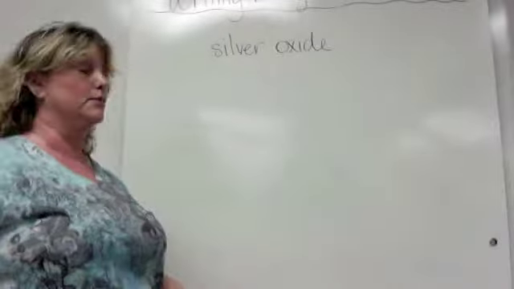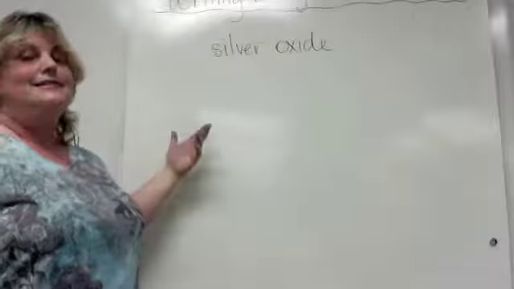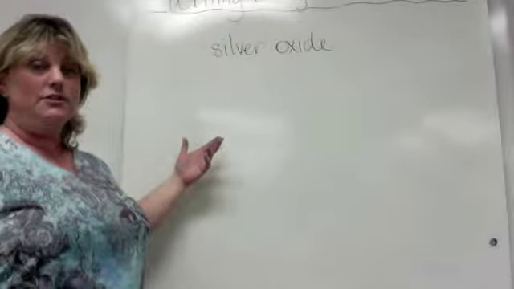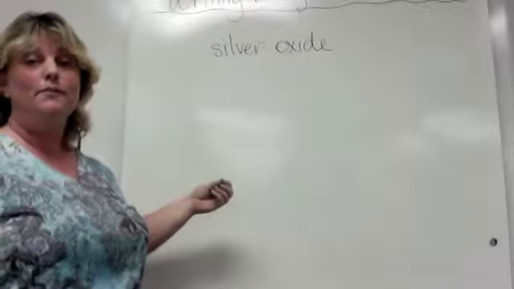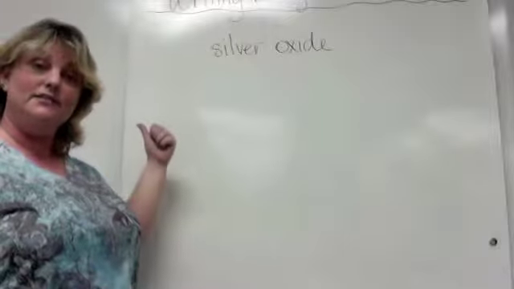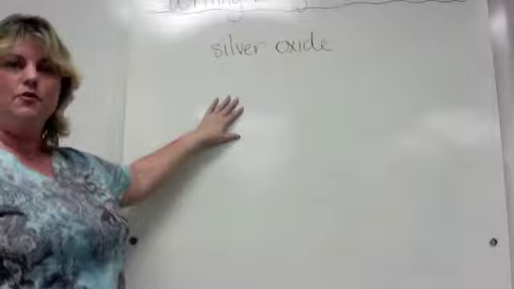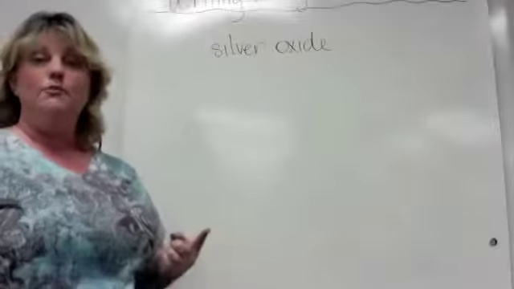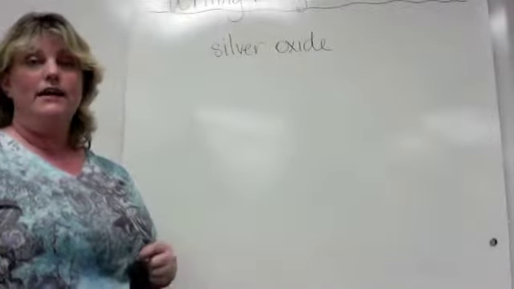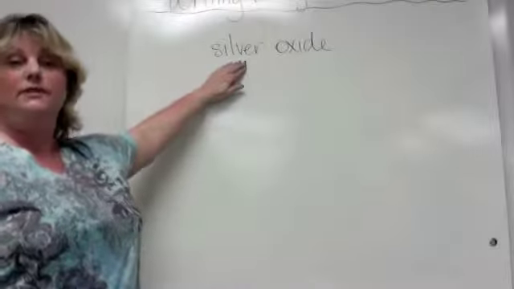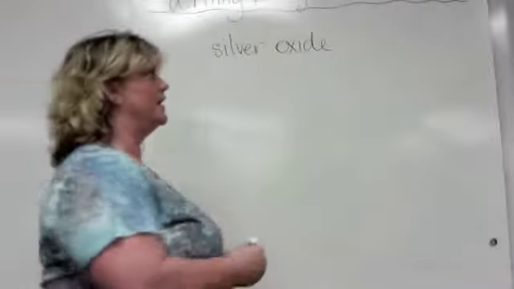I still need to ask myself those questions because there's some important information in those questions that we asked ourselves when we were writing names in order to figure out the formulas. Question number 1, is it an ionic or a covalent compound? Well, silver is a metal, therefore this is an ionic compound.